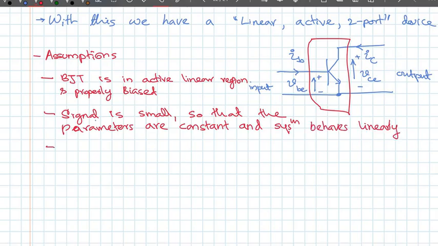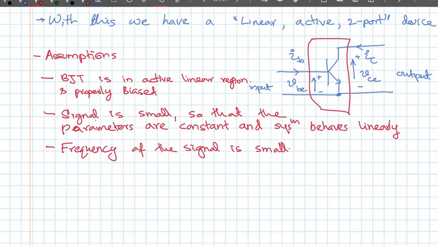Number three is, though we do not go into too much detail, the frequency of the signal is small. This is a low frequency signal. The reason for this is, if the frequency is high, in addition to these parts, there will be parasitic capacitances between different terminals, and this would change the behavior of my circuit.